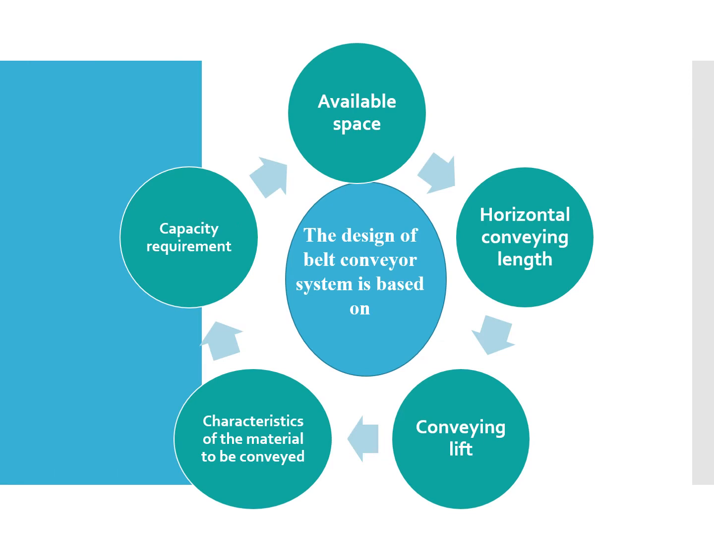The design of a belt conveyor system is based on these 5 components: available space, horizontal conveying length, conveying lift, characteristics of the material to be conveyed, and capacity requirement. The majority of belt conveyors for transporting bulk material use some type of rubberized conveyor belt made up of carcasses. The pull of the load is taken by the longitudinal strength of the belt while the transverse strength supports the load.